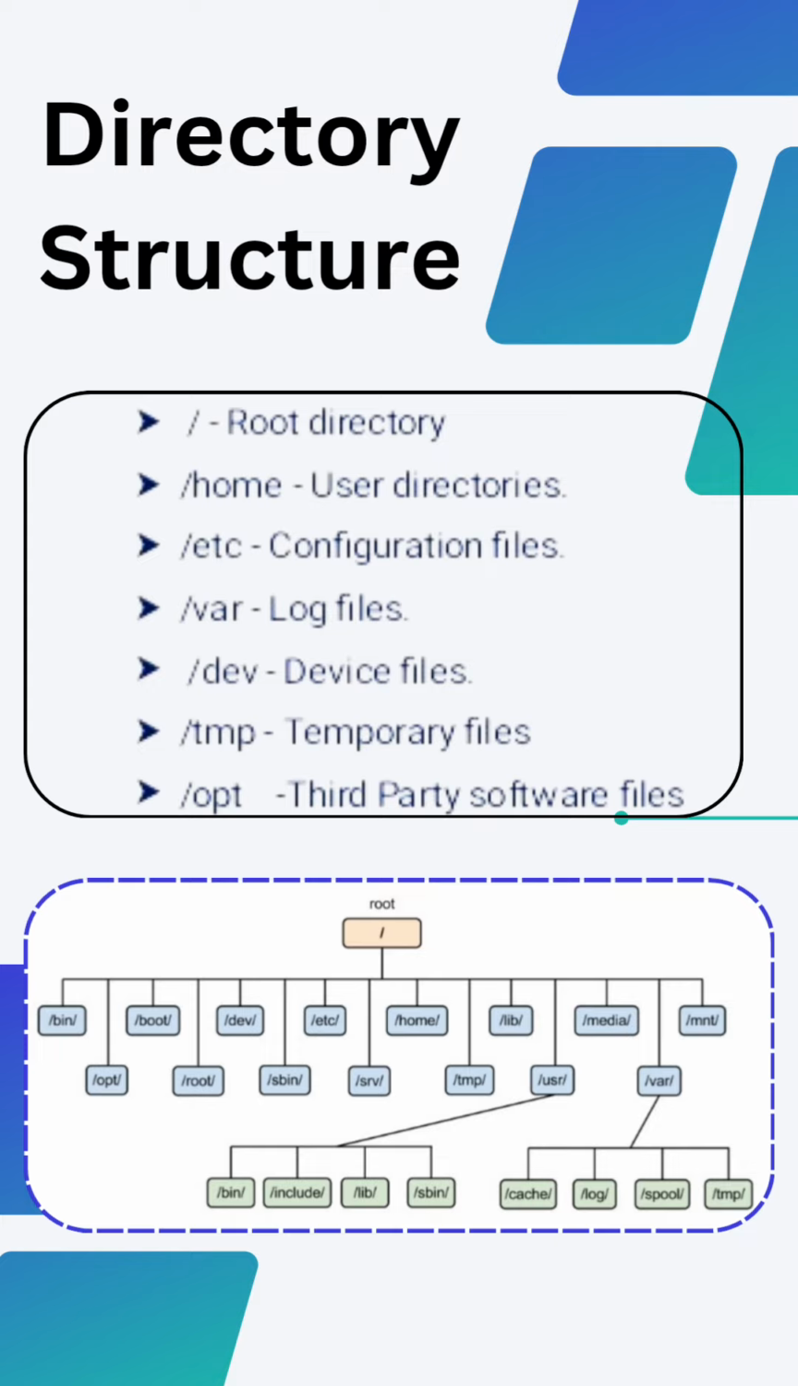And the second last is slash tmp. All temporary files related to any software will be generated in slash tmp. And the last one is slash opt.